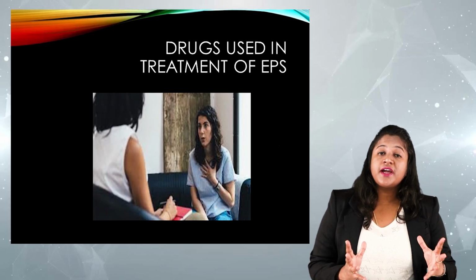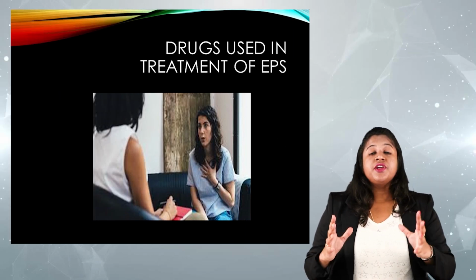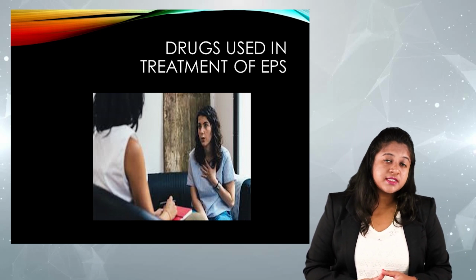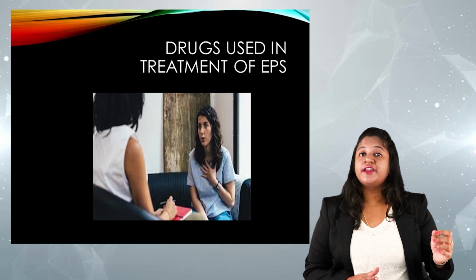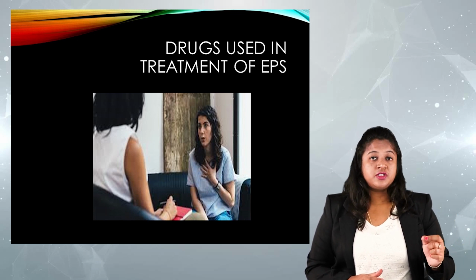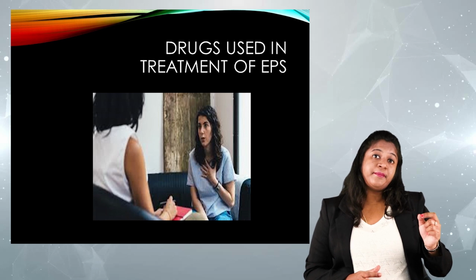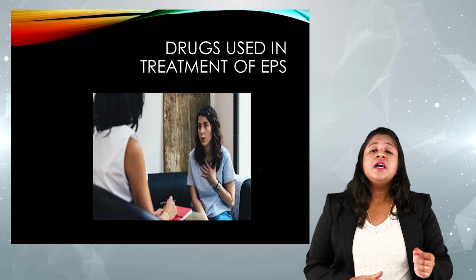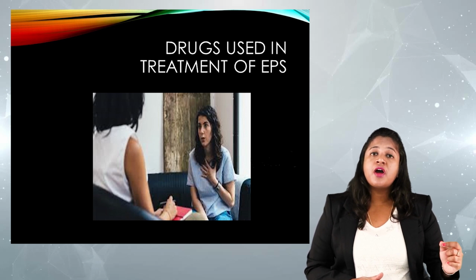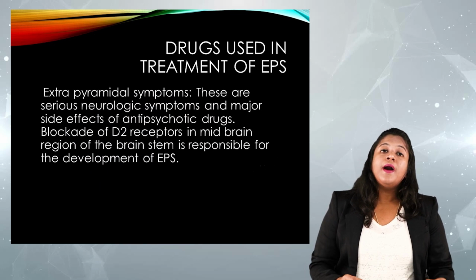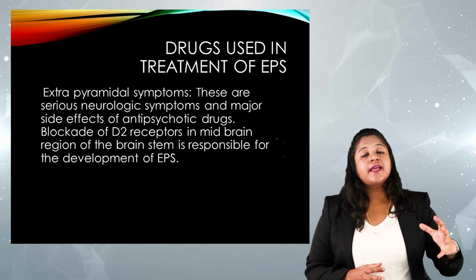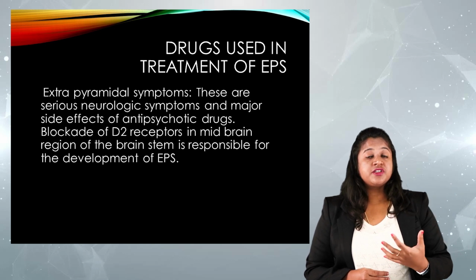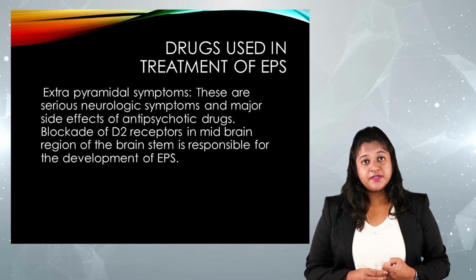Moving on to the drugs which are used in the treatment of extrapyramidal symptoms. So you know very well what these extrapyramidal symptoms are. They are nothing but the major side effects of the neuroleptic drugs or the antipsychotic drugs. So when the patient is on this group of drugs, the antipsychotic drugs, there may be chances the client may develop these extrapyramidal symptoms. Now, why is the client developing this extrapyramidal symptom? When these antipsychotic drugs are administered, they act on the D2 receptors, right?